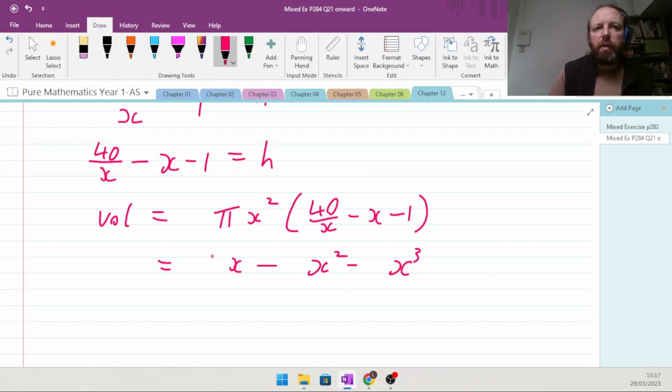Okay, and we've still got a pi on the outside. So pi r squared is obviously for the circle, not 2 pi r squared. Okay, that's it. Right then, B.